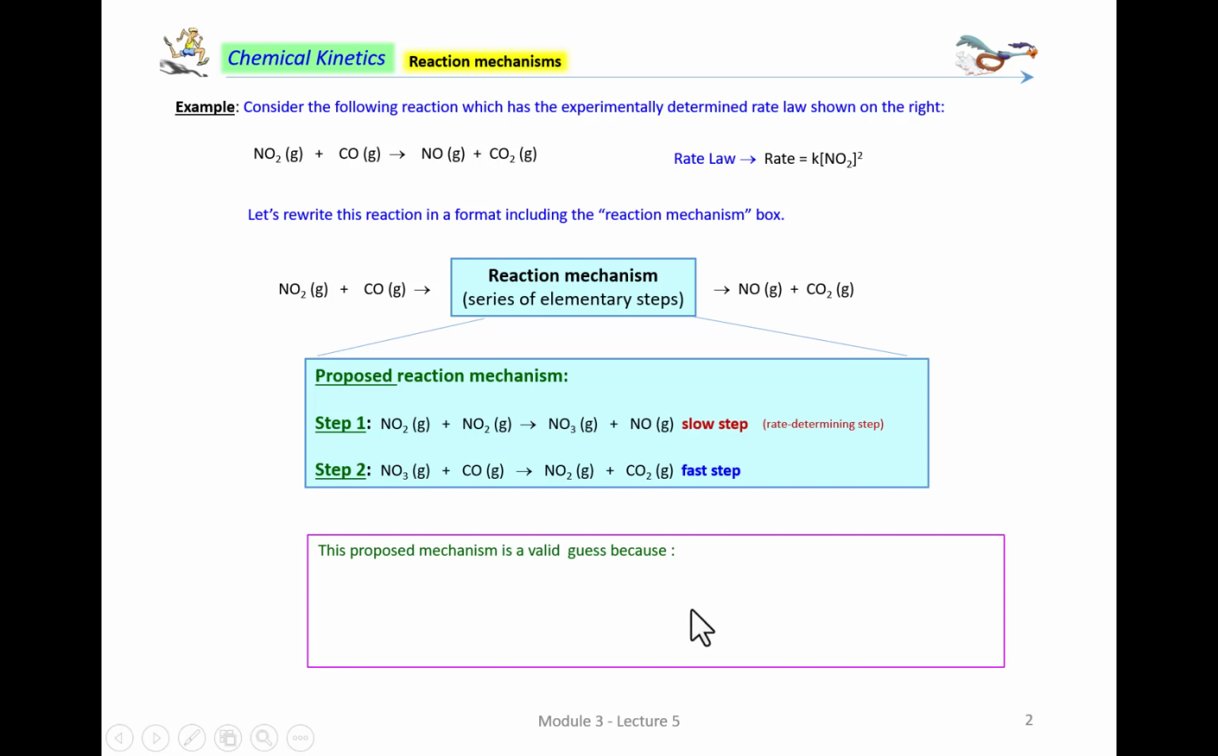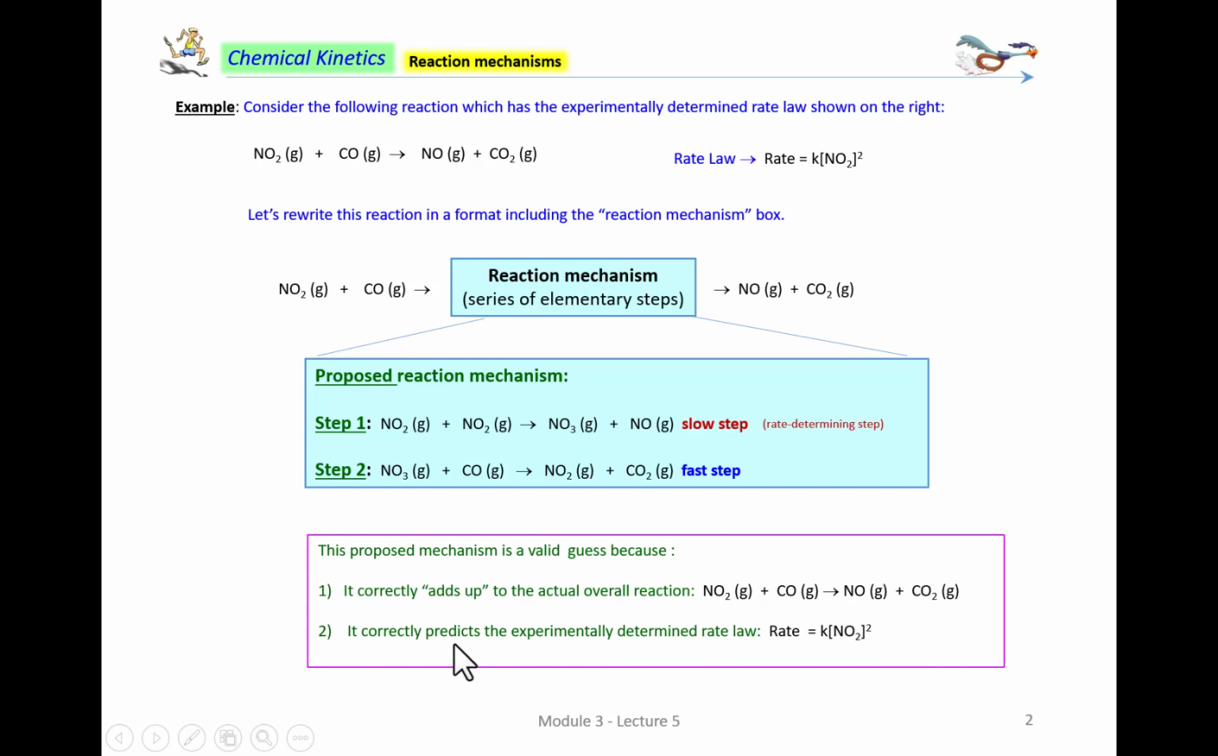Now, this proposed mechanism is valid. Now, I'm not saying that it's the correct mechanism, but it's a good guess, so we're going to say it's valid for two reasons. One is that these two steps correctly add up to the actual overall reaction. By the overall reaction, I mean we're stating that NO2 plus CO has to go to NO and CO2, and this mechanism adds up to that overall reaction. And secondly, it correctly predicts the experimentally determined rate law.